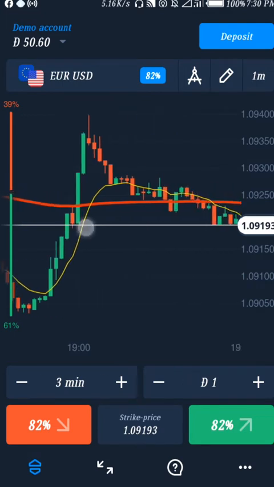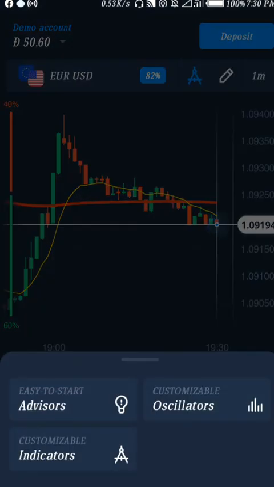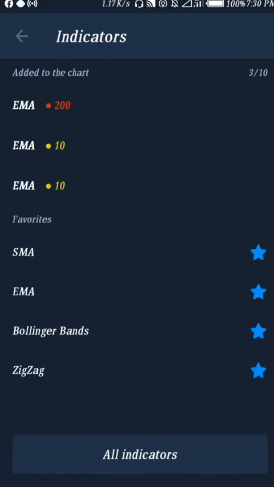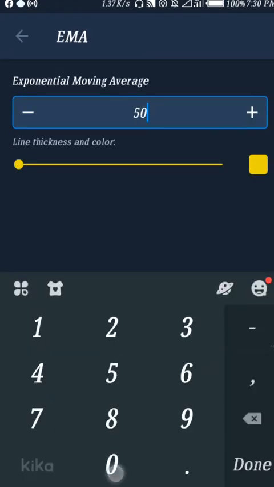Major support and resistance level, that's what it will show you. So I'm going to go back to this same area, this same indicator icon. So I go to indicators. So I want to set up the other EMAs. So I'm going to click on this other EMA and I'm going to type in 50.